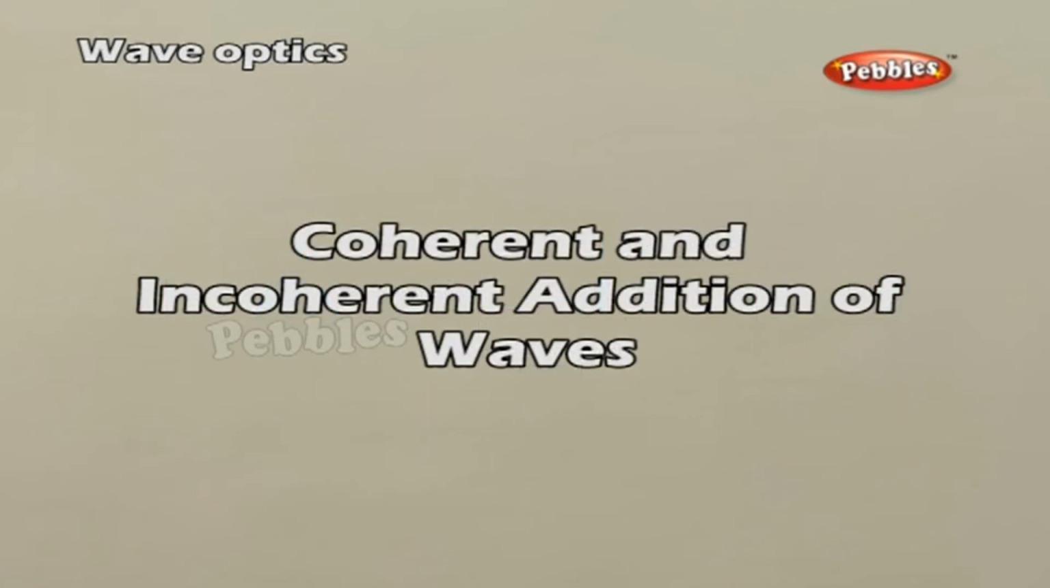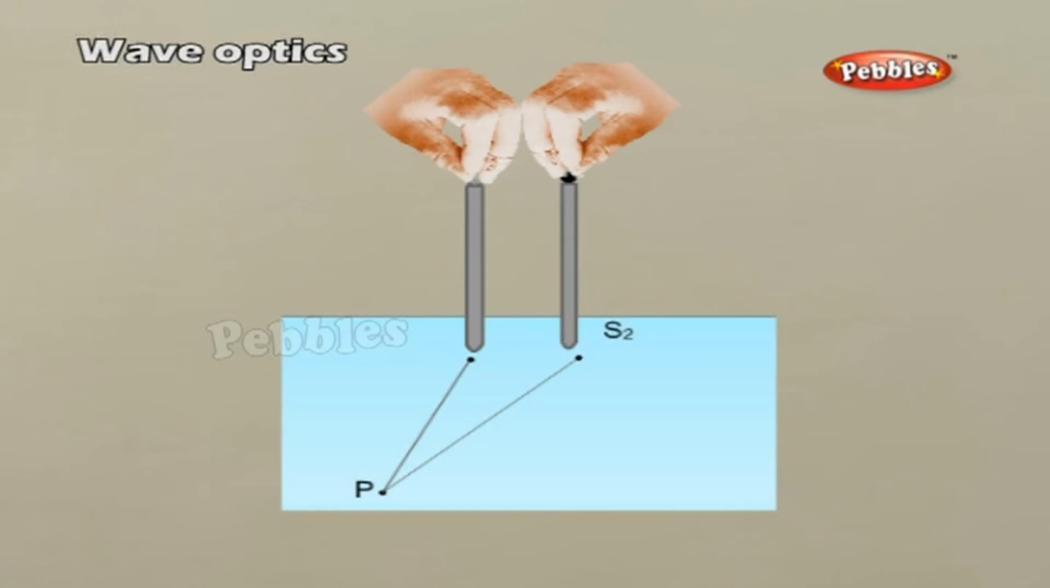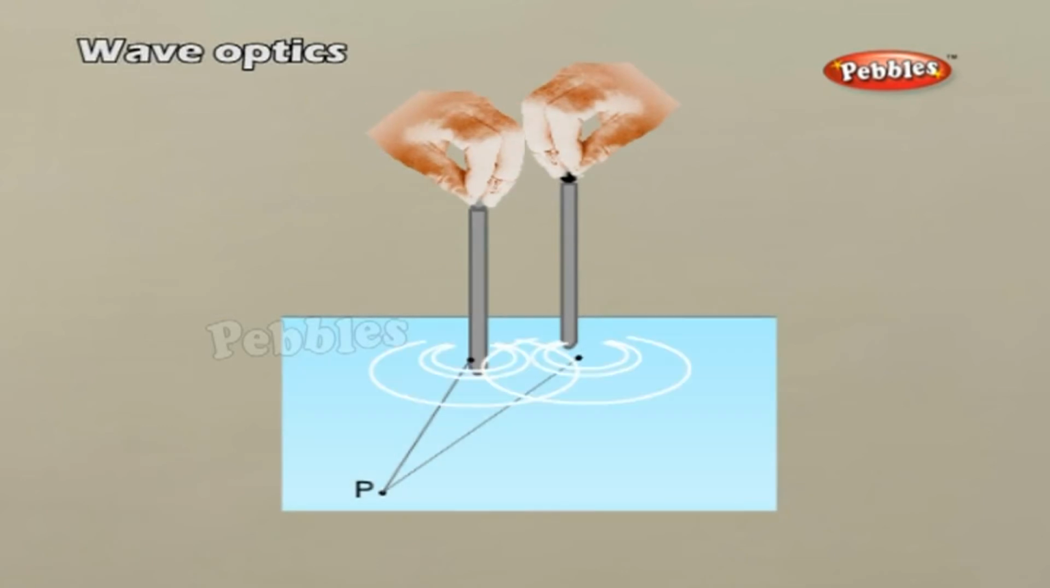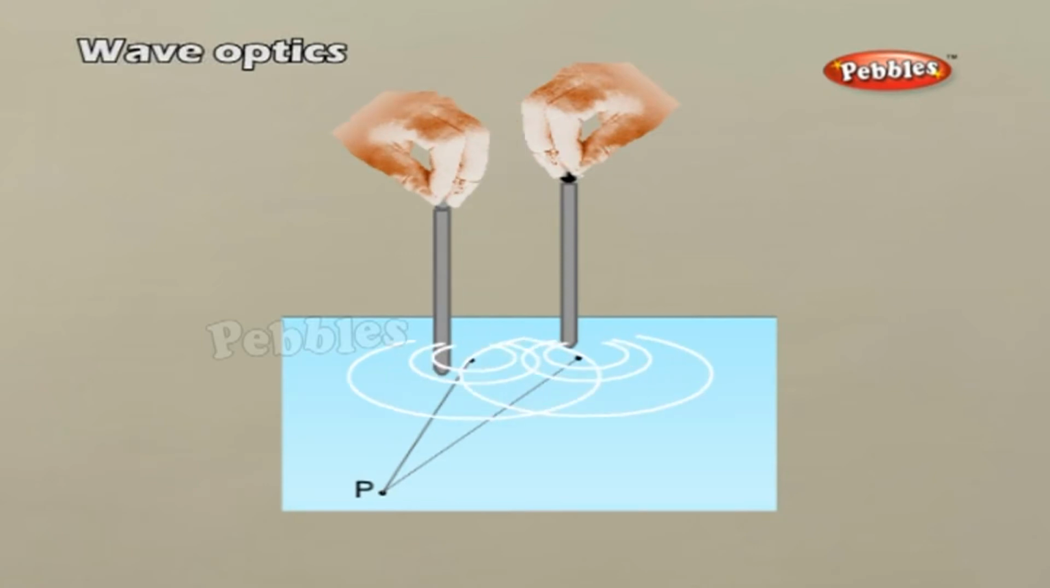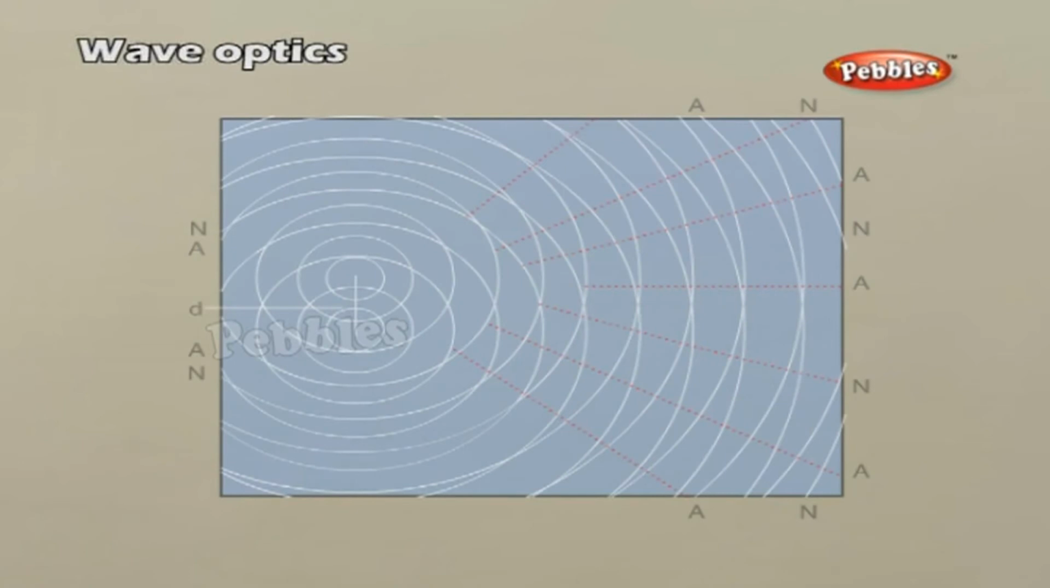Coherent and incoherent addition of waves. Consider two needles S1 and S2 moving periodically up and down in an identical fashion in a trough of water, as shown in the figure. They produce two water waves, and at a particular point, the phase difference between the displacements produced by each of the waves does not change with time. When this happens, the two sources are said to be coherent.